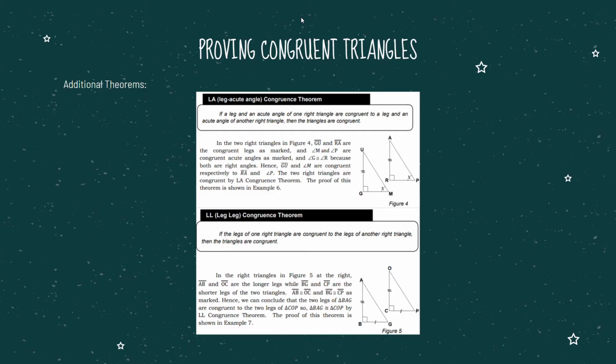Line segment AB is congruent to line segment OC, and line segment BG is congruent to line segment CP as marked. Hence, we can conclude that the two legs of triangle BAG are congruent to the legs of triangle COP. So, triangle BAG is congruent to triangle COP by LL congruence theorem. The proof of this theorem is shown in example 7.